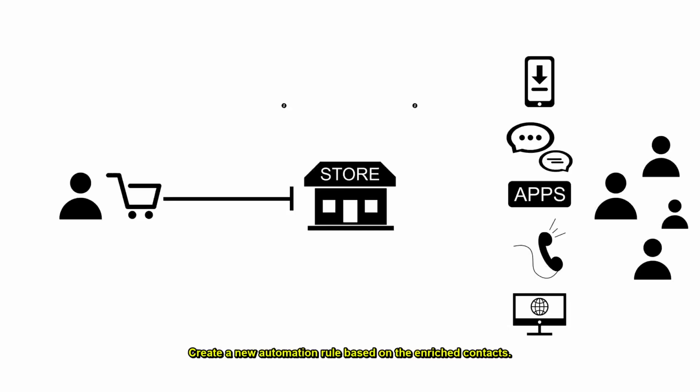To set up automated follow-ups, navigate to the Automations section in Lusha. Create a new automation rule based on the enriched contacts. Define the conditions for triggering follow-ups in your CRM. Save your automation settings to ensure they are active. Finally, monitor the performance of your CRM follow-ups for effectiveness.